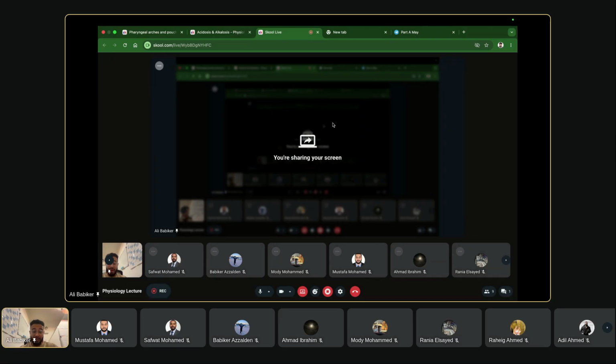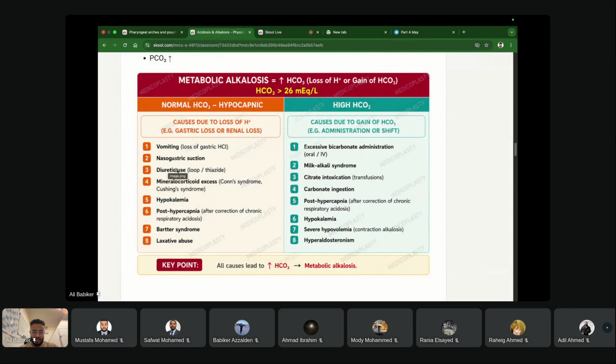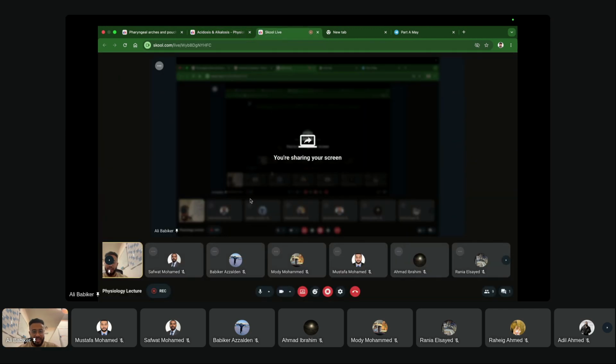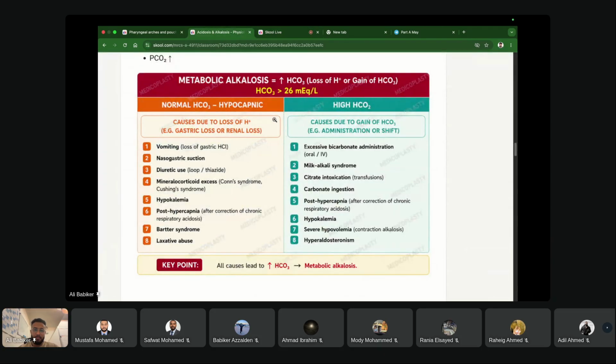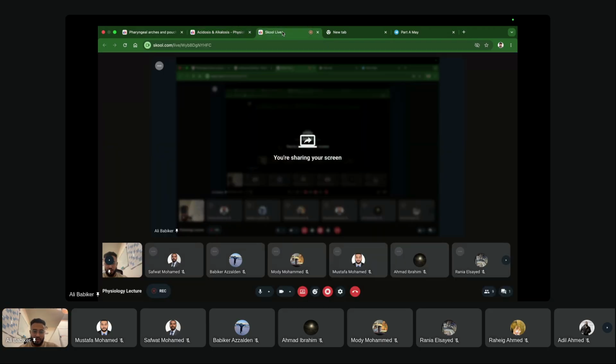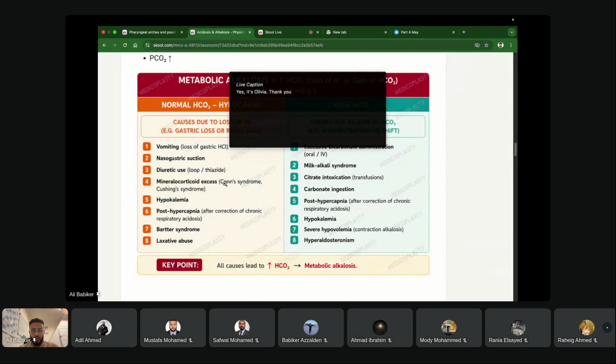So when you lose the K plus, because this diuretic will make you lose the potassium, your body will try to compensate by gaining the H plus. So the renal tubules will absorb the H plus more than they're used to, and this will lead to the body trying to compensate. I hope it's clear now. Adil: Yes, it's clear. Very complicated though. You need to go and read about it.